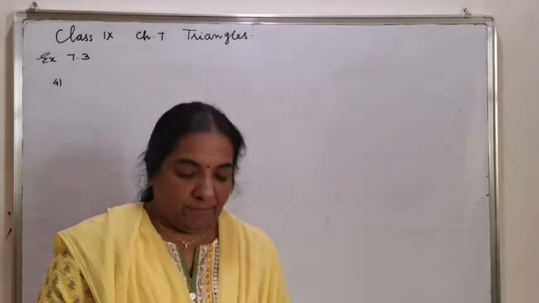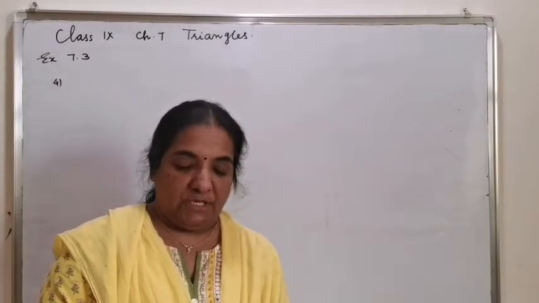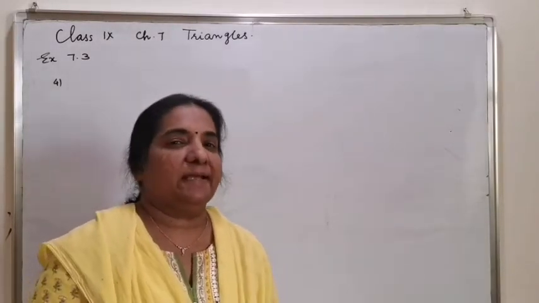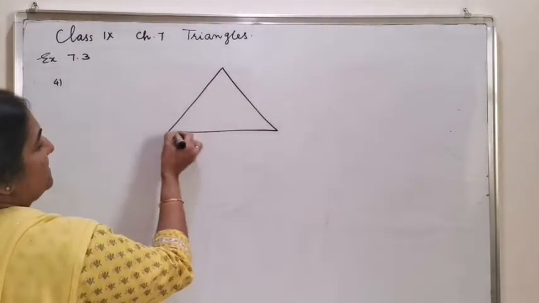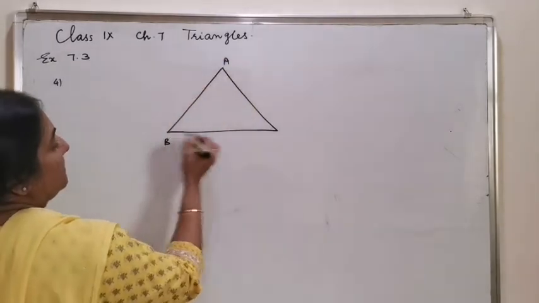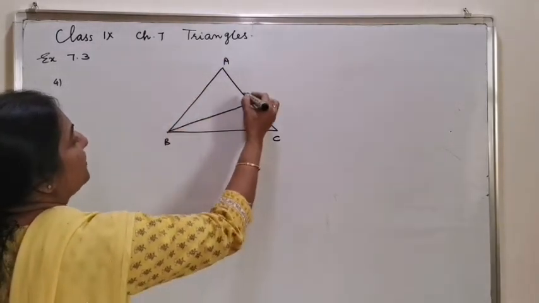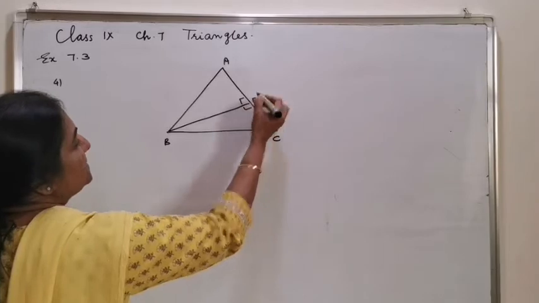Question number 4. BE and CF are two equal altitudes of triangle ABC. So given a triangle ABC, BE and CF are two equal altitudes.